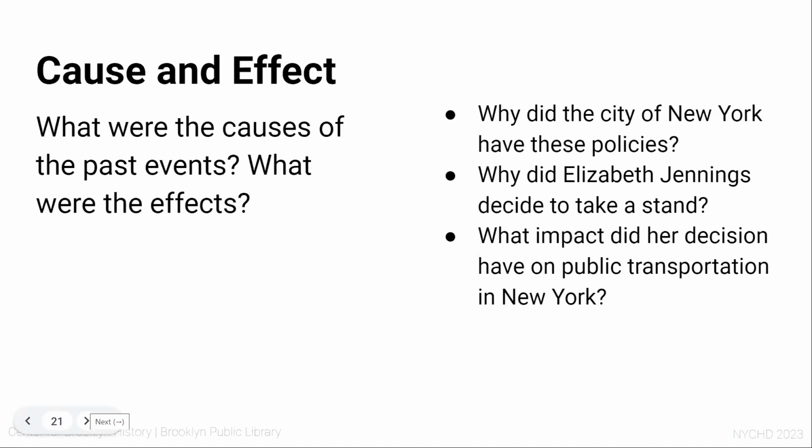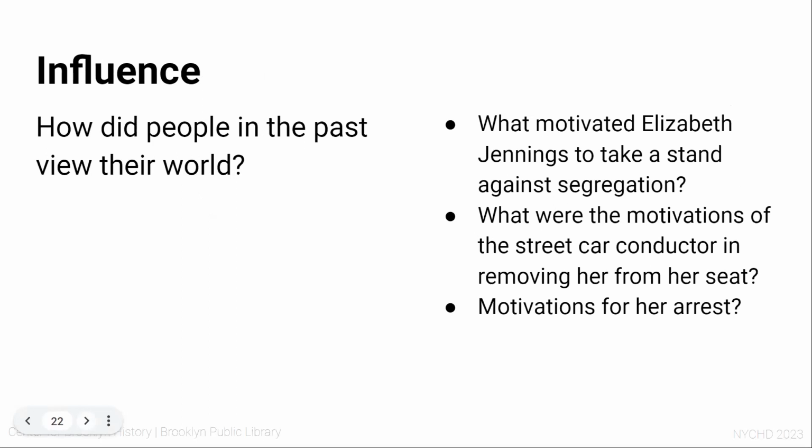But you can see that from those simple who, Elizabeth Jennings, where, New York City, what happened, forcibly removed from a streetcar, and when, 1850s. And now by adding these more complex questions, we're getting more complex research questions, definitely helping your students' projects become more engaging. Let's look at another one, influence.